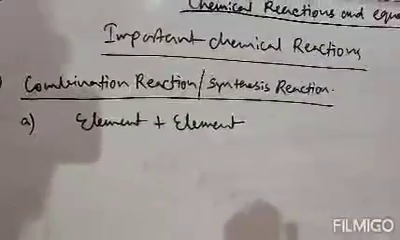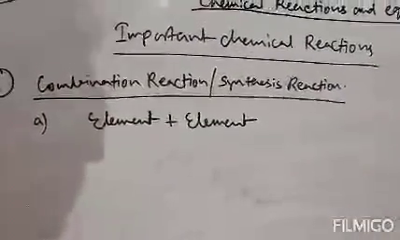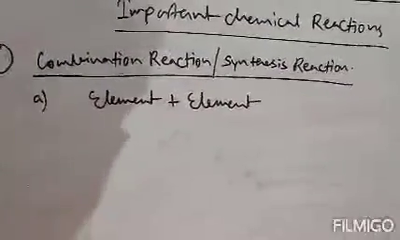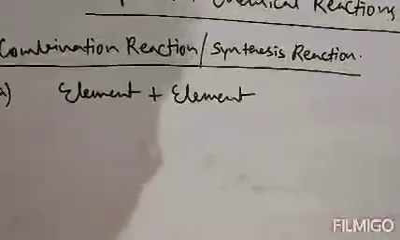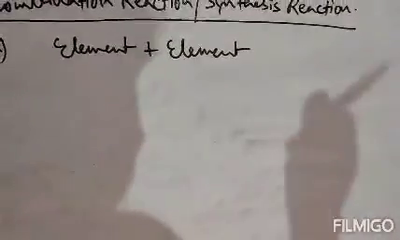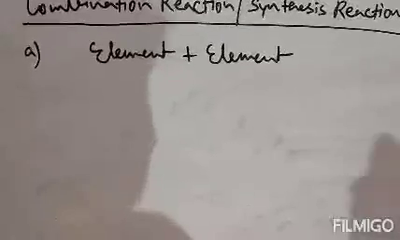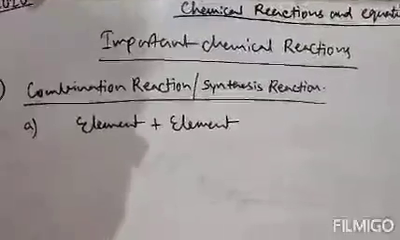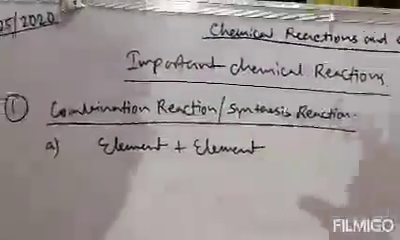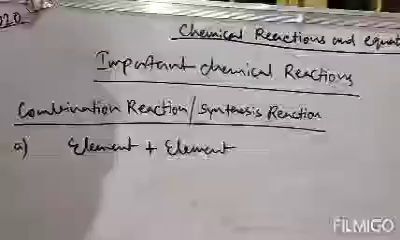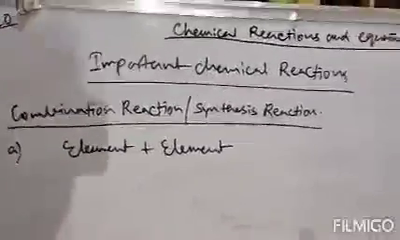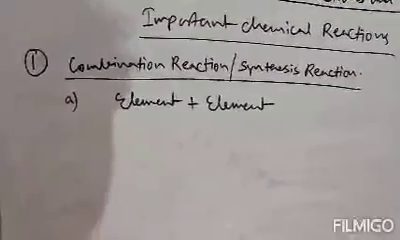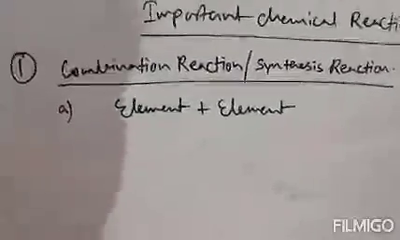In this combination reaction or synthesis reaction, two elements can combine together, one compound with one element can combine together, or two compounds can combine together to form a single substance. That means the product is a single product. Clear? Though these two elements or a compound with one element or two compounds are combining together, they form a single substance, a single product. That is your combination reaction or synthesis reaction. Clear?